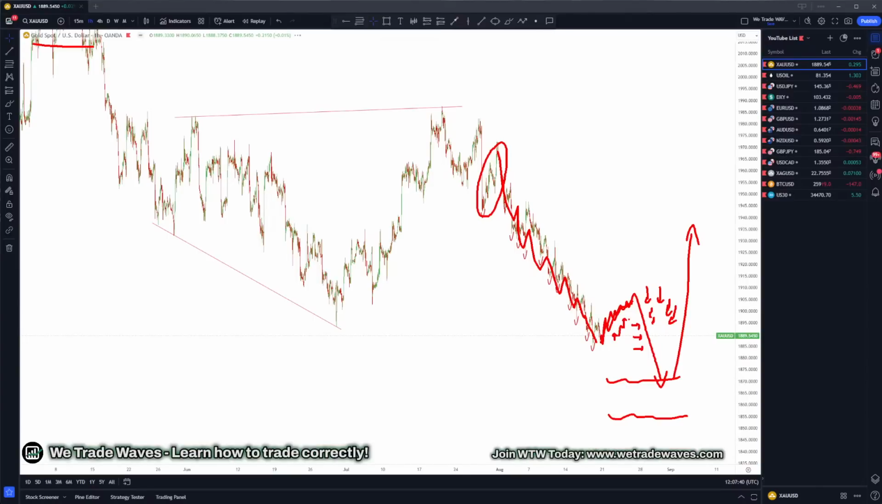But for now, based on the structure, based on waves, this is what we see. Corrective structure for gold for one more drop, and then this drop will push gold all the way up to break this top here and potentially higher, 1950 and probably higher than that.